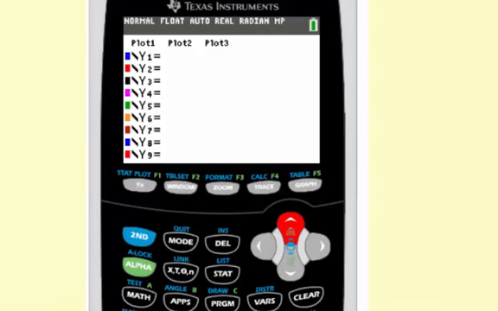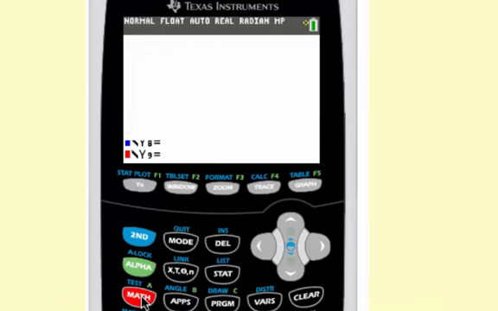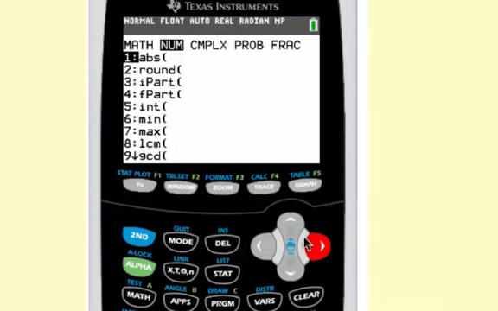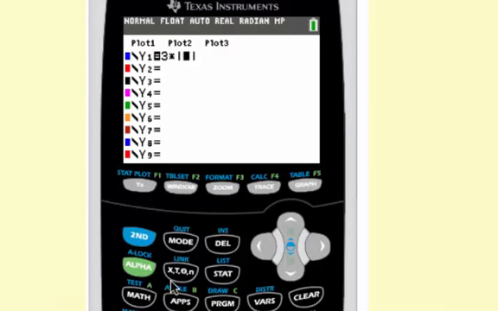Okay, so first off, we're going to graph 3 and then times, and then for absolute value it's under math, and then we have to go over to number, and then it's ABS, that's absolute value. And it's going to be x minus 1, and then we're going to hit the right arrow to go outside the absolute value, and then plus 2. I probably didn't need to do 3 times absolute value. I probably could have just put 3 absolute value. I just wanted to make sure there.